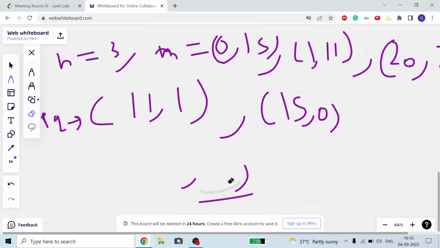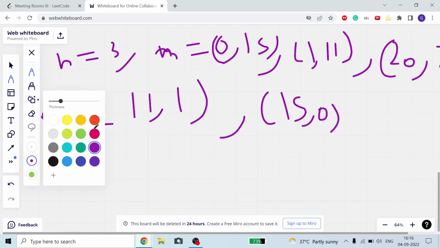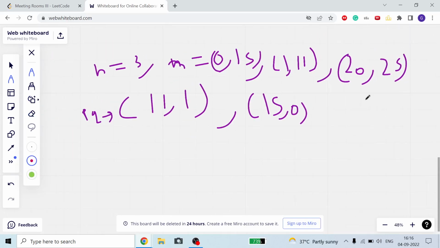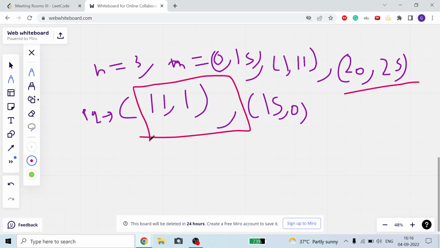Now our priority queue is like this. For providing a room to the meeting 20 comma 25, the room that will come is 11 comma 1, but is it correct? No.